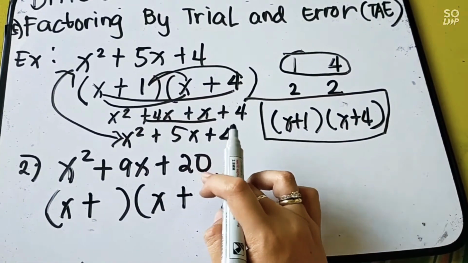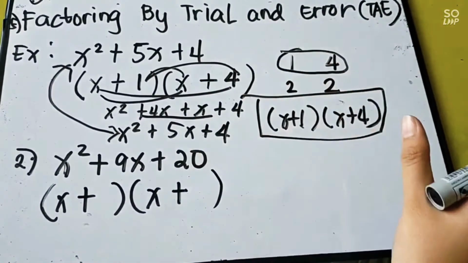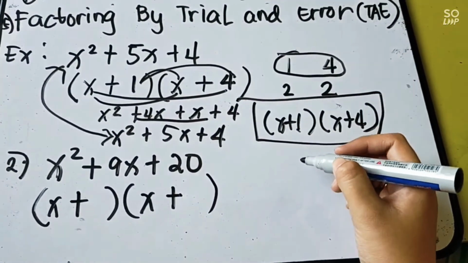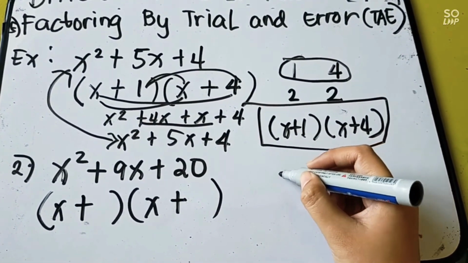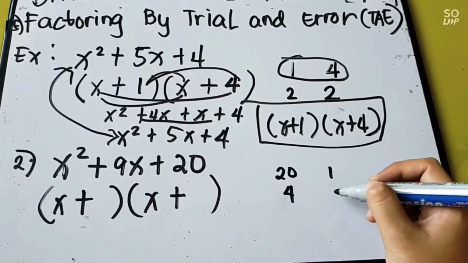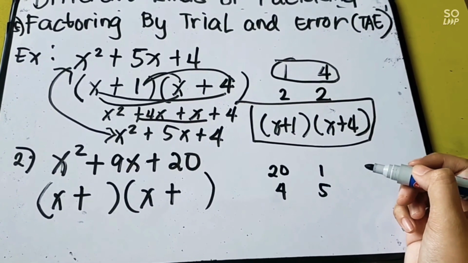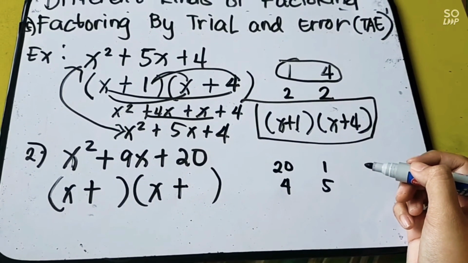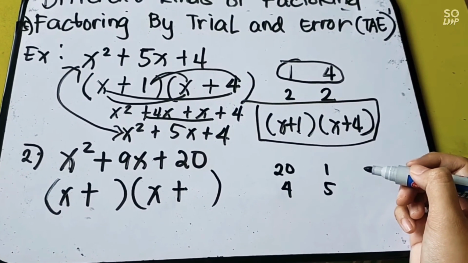We have here 20. Factors of 20. Let's write all the numbers that we can factor with 20. So, dalawang number. We have 20 and 1. 1 times 20. Next, we have 4 and then 5. Ano pa? Meron pa ba? So, yan lang naman.